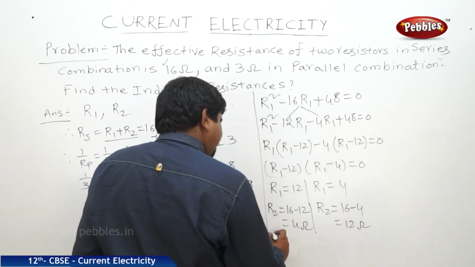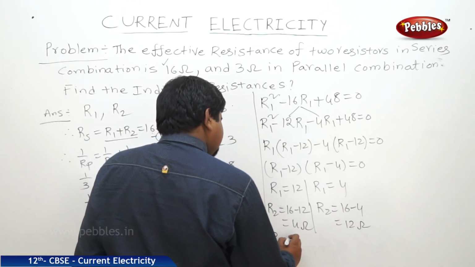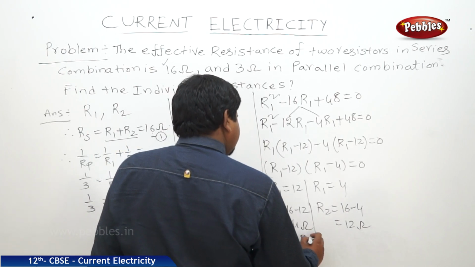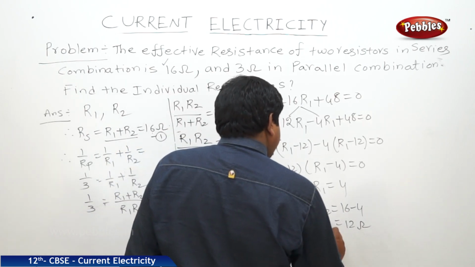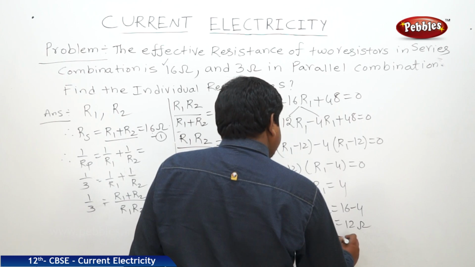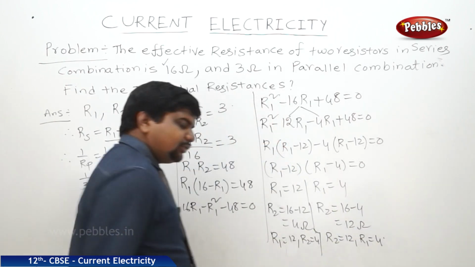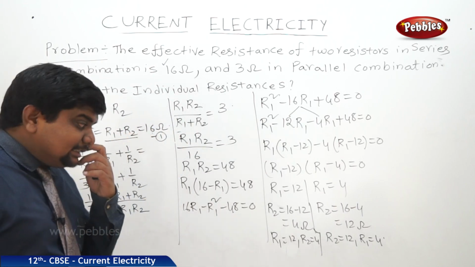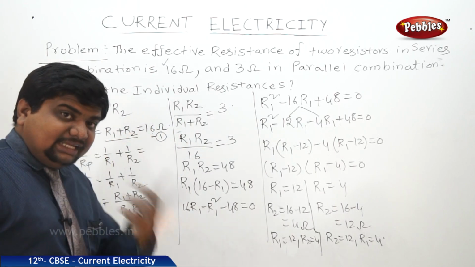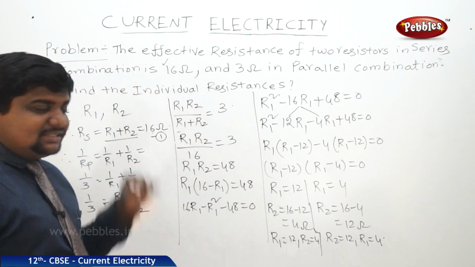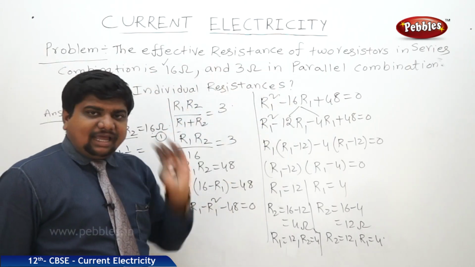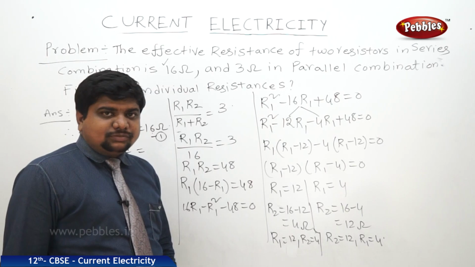Therefore, what is the pair? R1 is equal to 12, R2 is equal to 4. This is one pair. R2 is equal to 12 and R1 is equal to 4. So, what are the individual resistors? 4 and 12, or in any combination, if you add them, you will get 16. If you combine them in parallel combination, you will get 3 ohms.